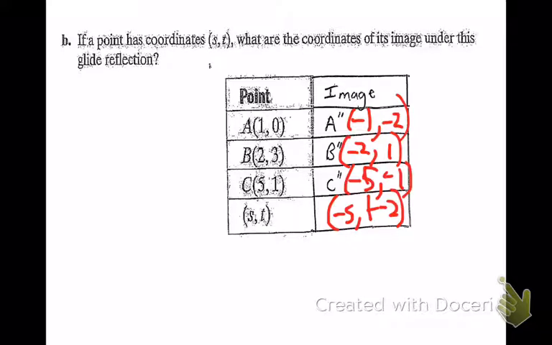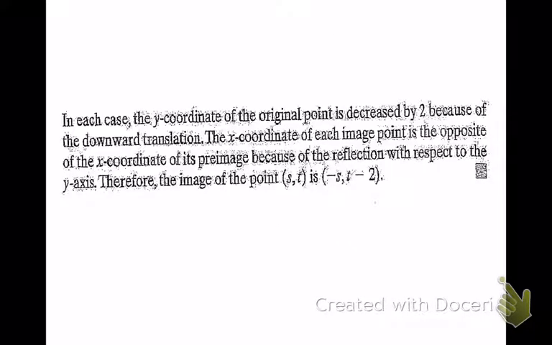All right? Okay, any questions there? In each case, the y-coordinate of the original point is decreased by 2 because of the downward translation. The x-coordinate of each image point is the opposite of the pre-image. That's just explaining what we just did. All right, any questions on the notes?